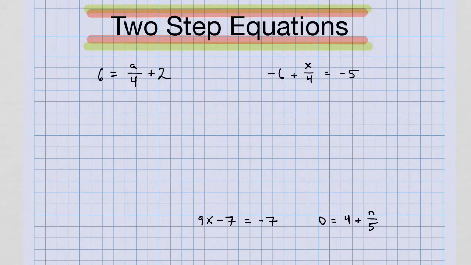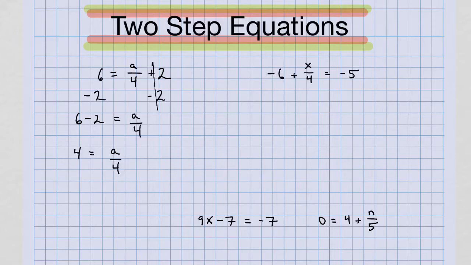Okay, so let's do some transpose and apply. First, I want to show you how they do it in the West. So here in the West, we're taught like this. Looking at our first example, we're going to say, okay, we need to subtract 2 from both sides. So then we have 6 minus 2 equals a over 4, because plus 2 and minus 2 cancel each other out. Now you have 4 equals a over 4.